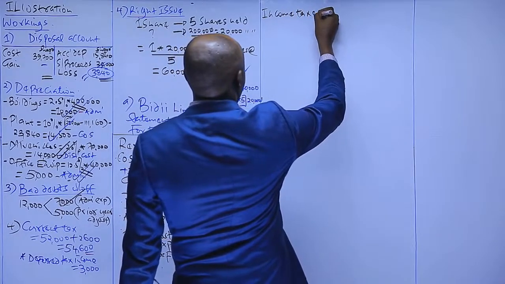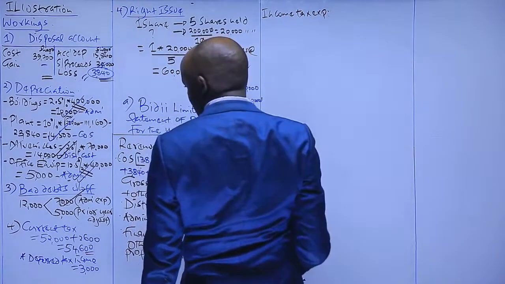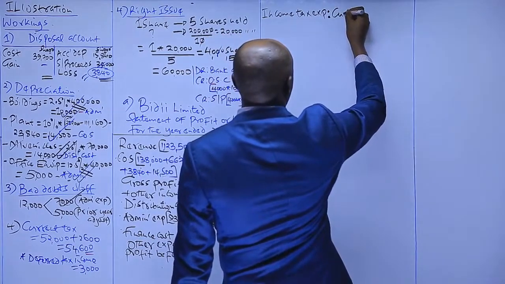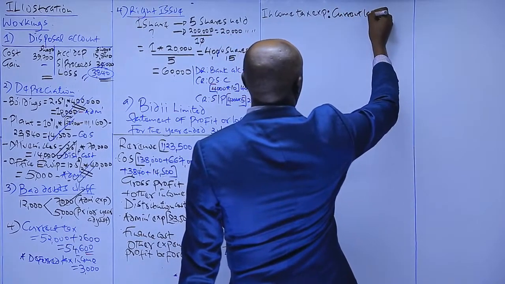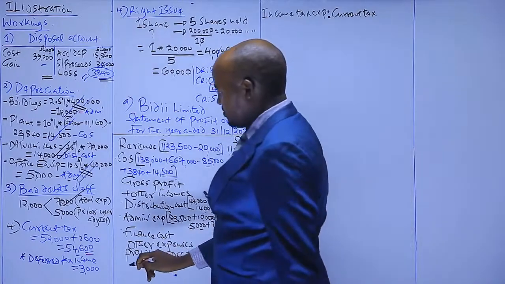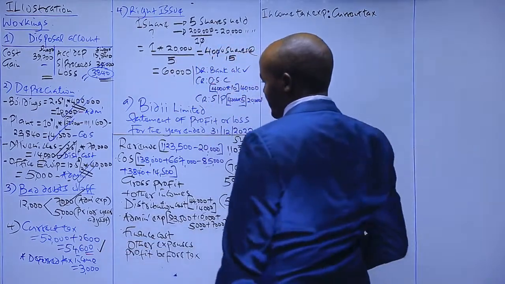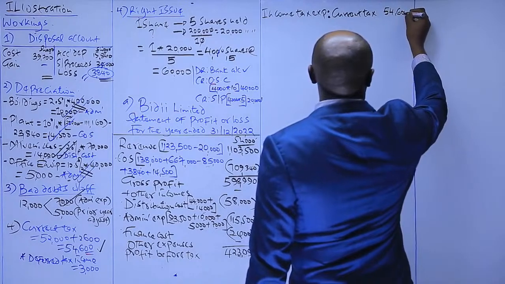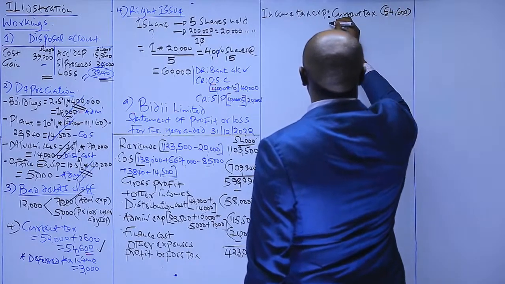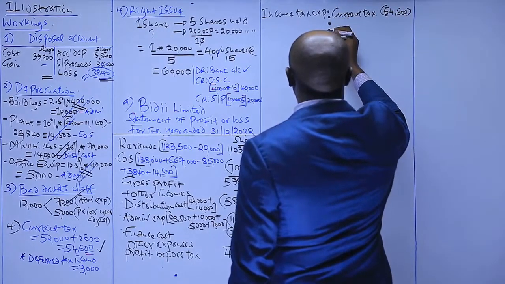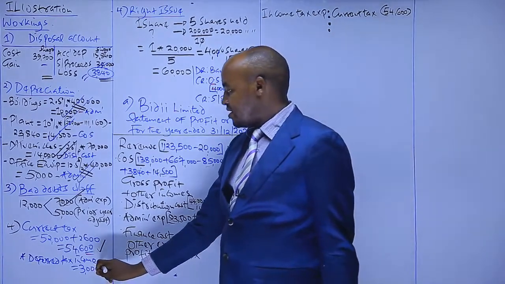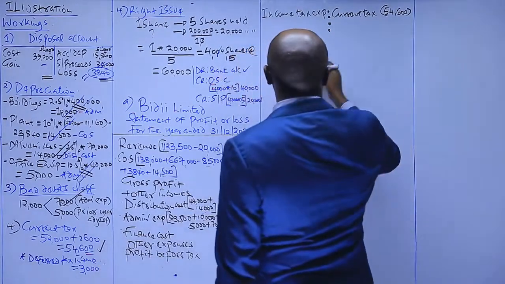Income tax expense comprises two components of tax. The current tax, which we computed there, is 54,600. And then we also have the component of deferred tax. What did we have here? We had the deferred tax income.